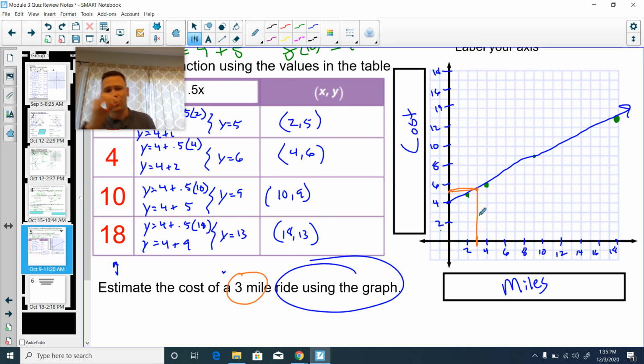Now, it's an estimate, so an estimate can be a little bit off, but if you told me this was $8, I know that it's wrong. If you told me it's $1, of course that's wrong. So it has to be an accurate estimate. I would say that if this is 5 and that's 6, I would say that's about $5.50. So we can say about $5.50.